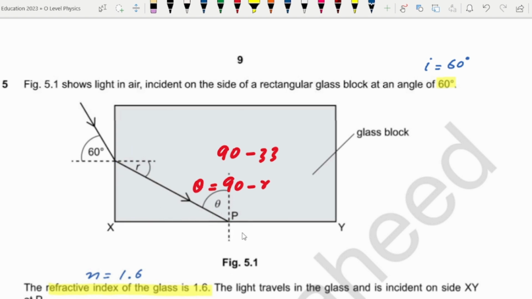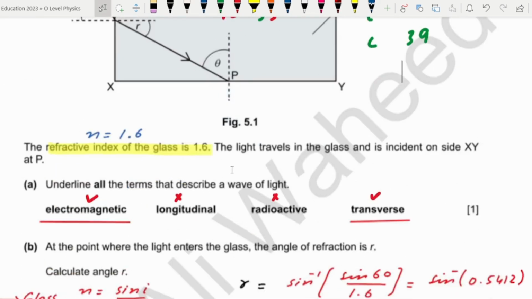And what was the value of r we calculated in the very first part? It was 33. So 90 minus 33, you get something like 57. The angle of incidence is 57. The critical angle was 39. How much was that?